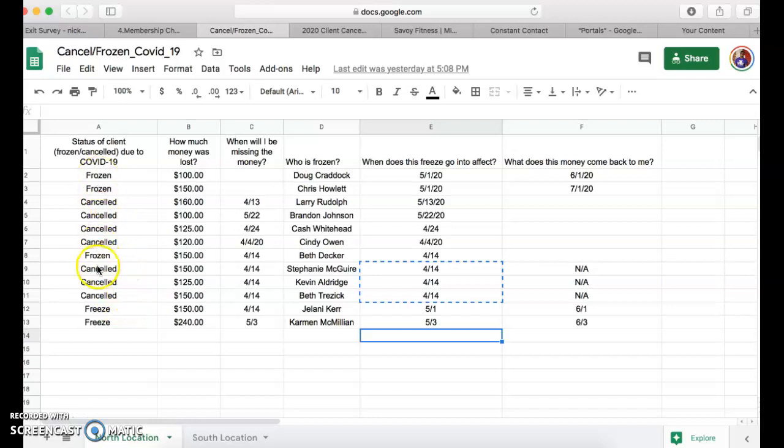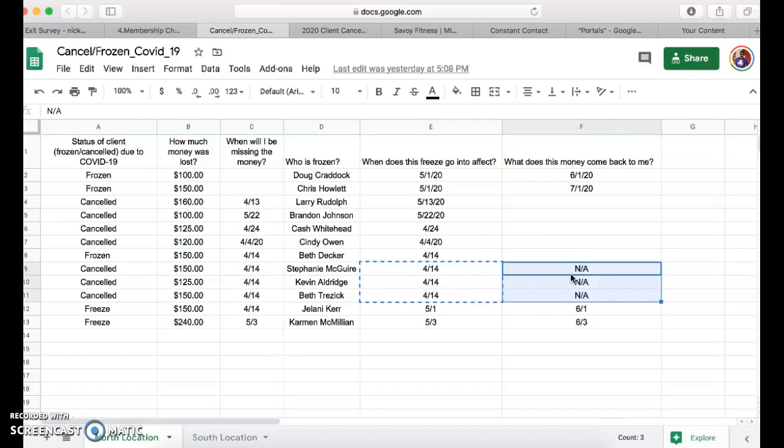I have a few clients that I did the other day. So when it comes in, I'm going to put canceled. I'll put the amount that they're canceling, the amount that's lost, the date on which the money will be gone, their names, when the freeze goes into effect, so the date that it's going to take effect, and when the money will come back. Of course, when they're canceled, it is NA, so it's not applicable.